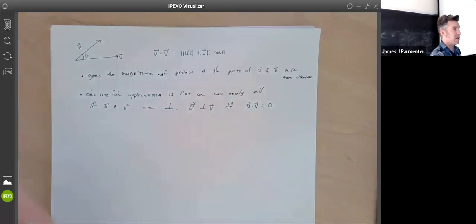Because there's no portion of each vector in the direction of the other one. So the amount of magnitude that each one has in the other one's direction is 0. And so if you multiply them together, you get 0.